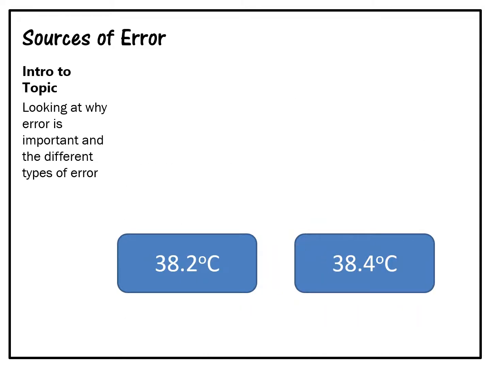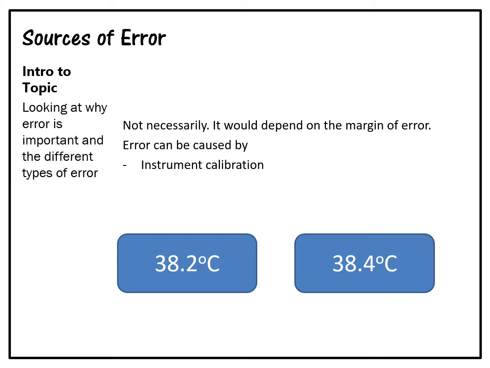Well, first thing we need to consider is, if there is error, where could the error be coming from? So not necessarily those two things showing increased. Error could be caused by instrument calibration. So the two instruments could have been decalibrated between the two measurements, or we could have used two different thermometers or measuring instruments to measure the two things, and they both may have not been calibrated correctly.